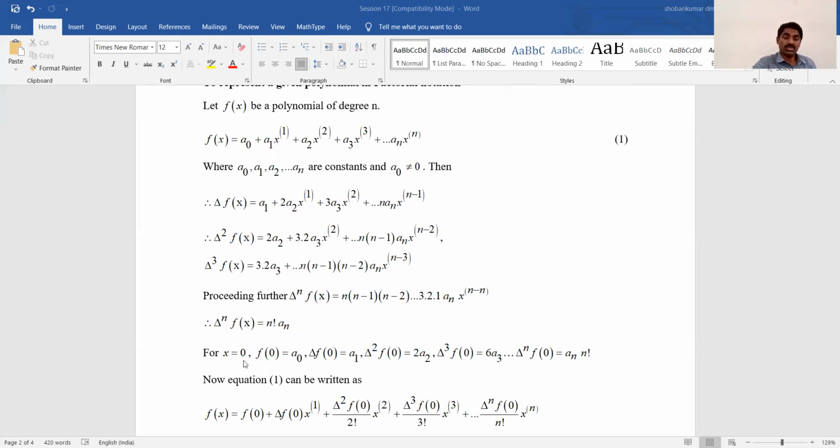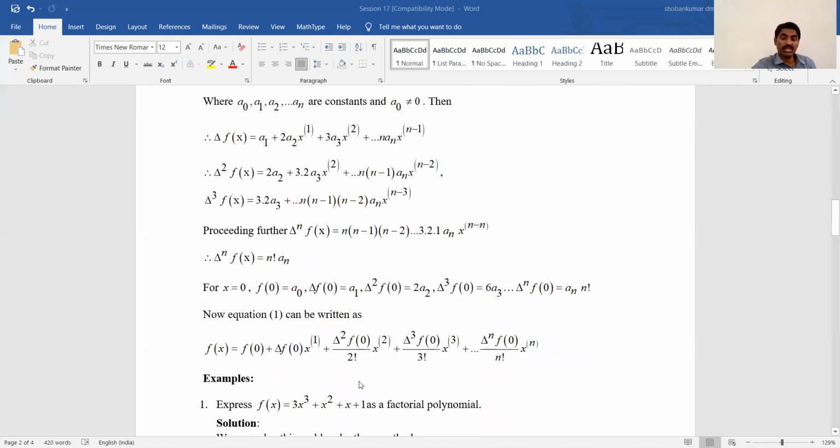Suppose x is equal to 0, then f of 0 is a0 in the given polynomial. Therefore, delta f of 0 is equal to a1, delta 2 f of 0 is equal to 2a2, delta 3 f of 0 is 6a3, and so on. Delta n f of 0 is equal to an into n factorial.